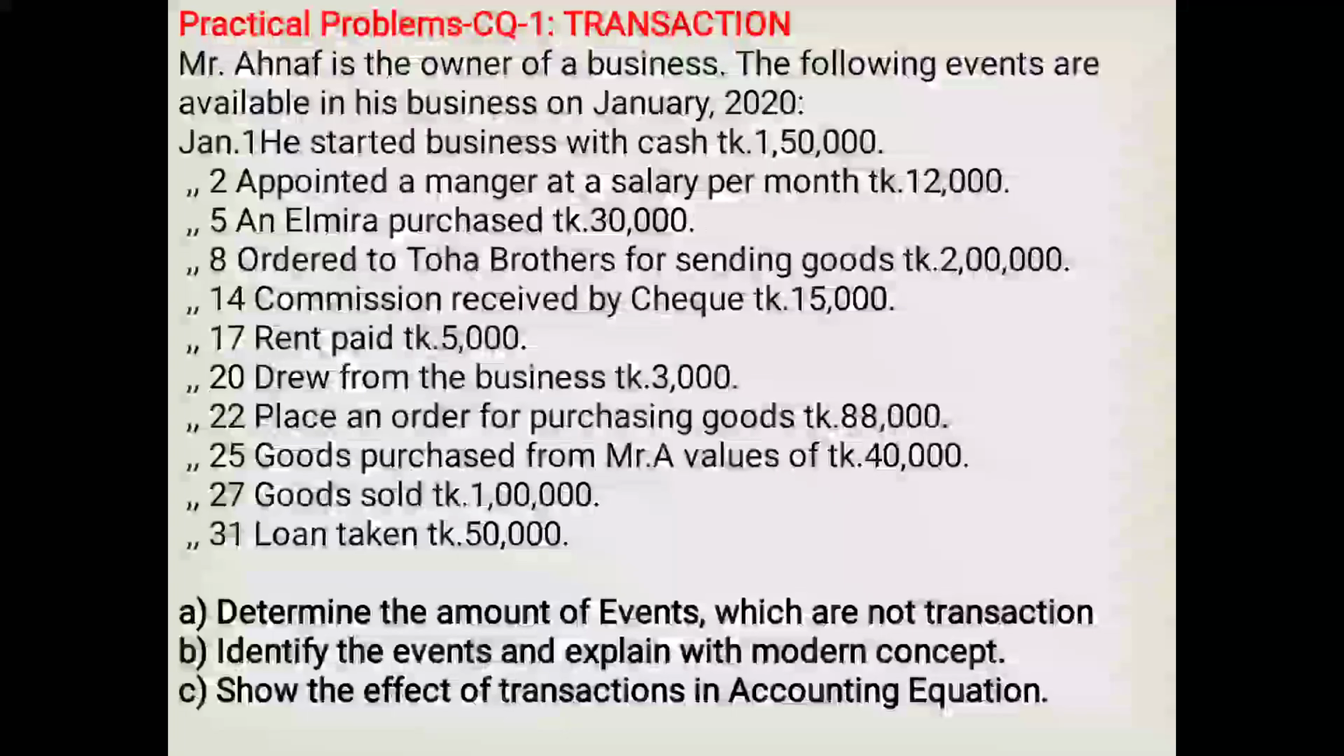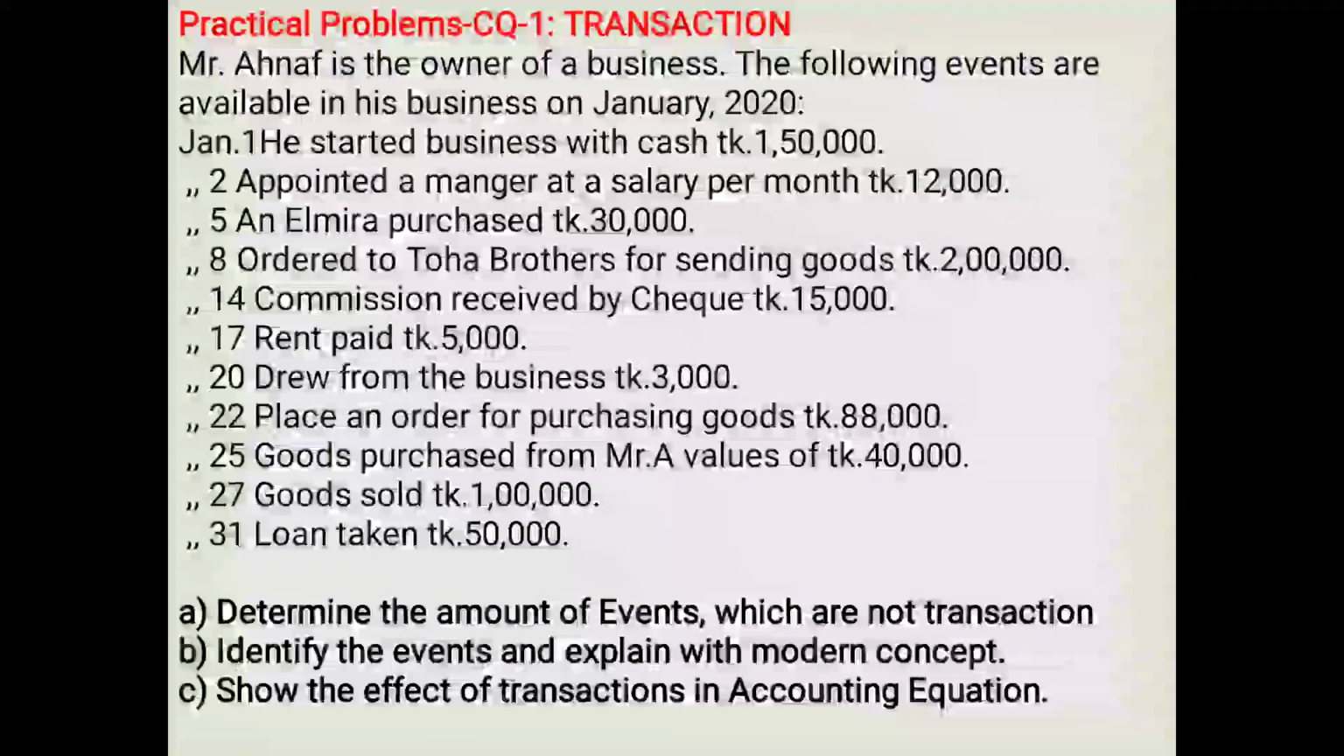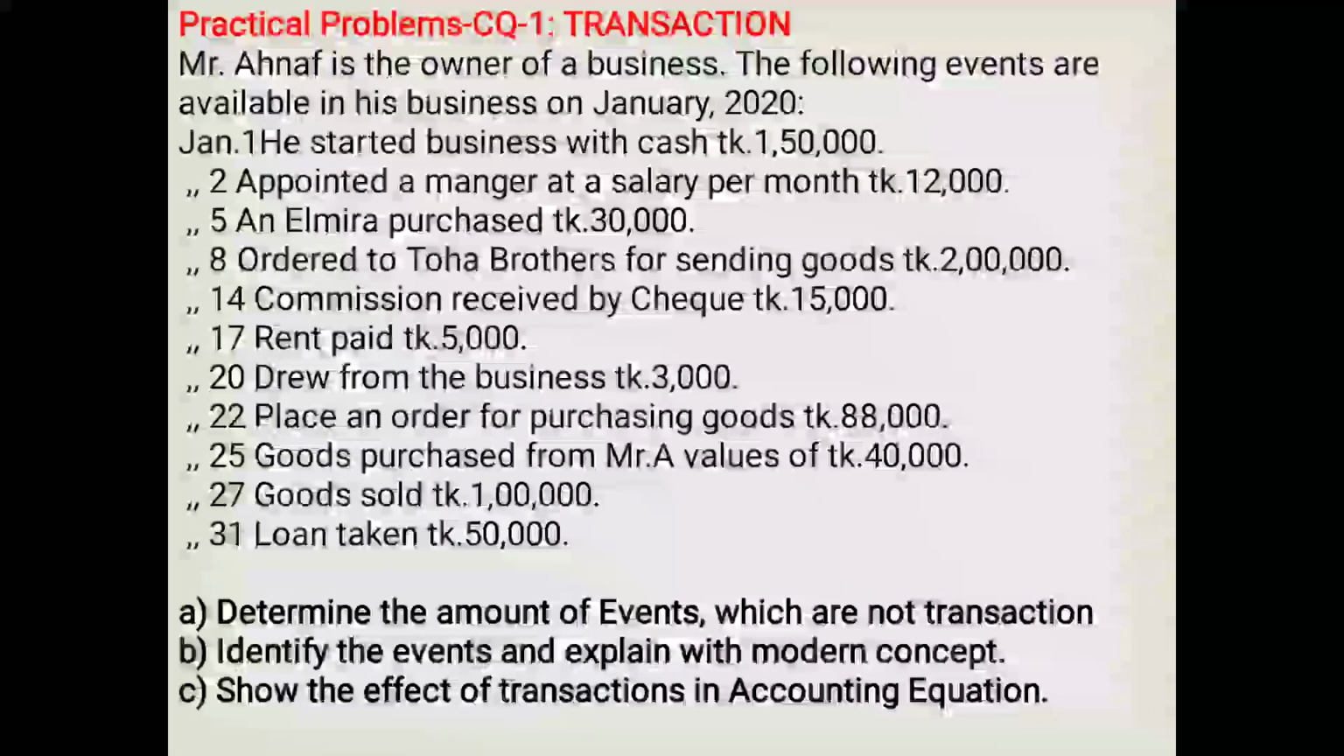Dear learners, January 25, goods purchased from Mr. A, value of Taka 40,000. This is not a cash transaction, but it is a credit transaction. So you can write in the transaction or not column, it is a transaction. It's related to accounts, purchase account, another one, accounts payable, that is Mr. A in bracket. I repeat again, two accounts are involved, purchase account and accounts payable.